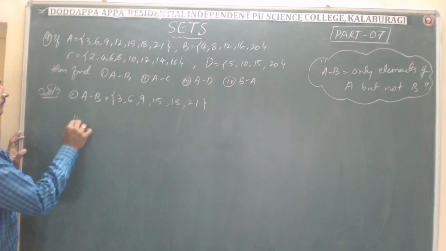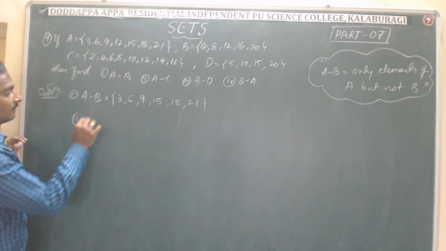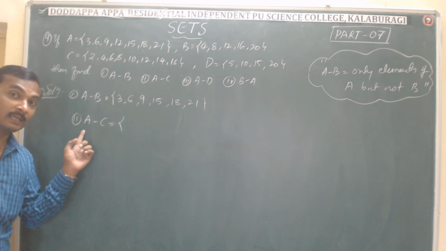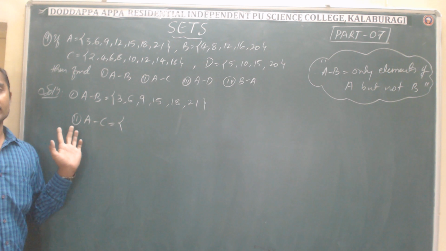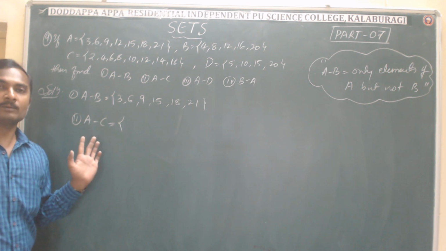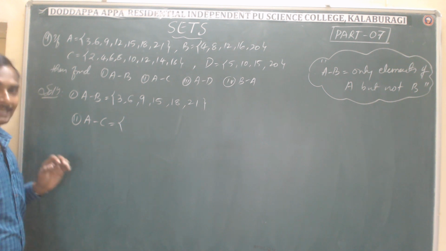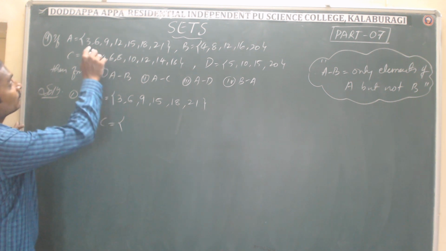So second one, A minus C. So let's find A minus C. Let's find the elements which are there in A but not in the set C. The elements which are present in only the set A but not in C, we have to choose such elements. So let's go. So A and C.